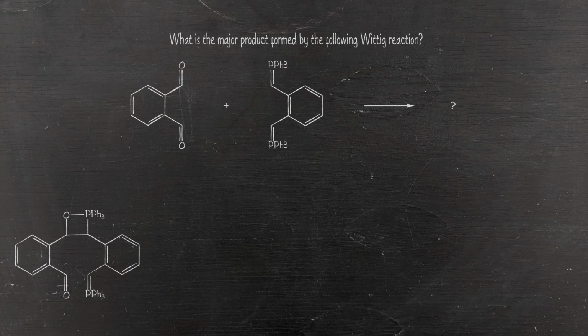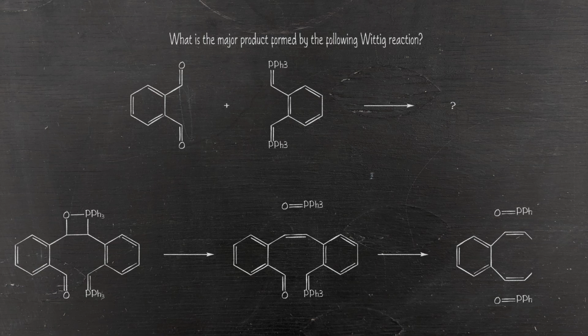At this point, it's that reverse 2 plus 2 cycloaddition we've seen multiple times throughout this video, giving triphenylphosphine oxide and an alkene. At this point, you can see that we still have an aldehyde and a ylide available to react. By following exactly the same reaction that gave us our first alkene, we end up closing the ring, and our final product has two new carbon-carbon double bonds formed. And we have two equivalents of the triphenylphosphine oxide.